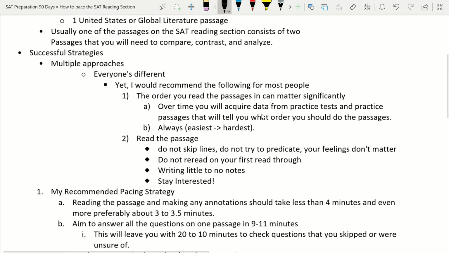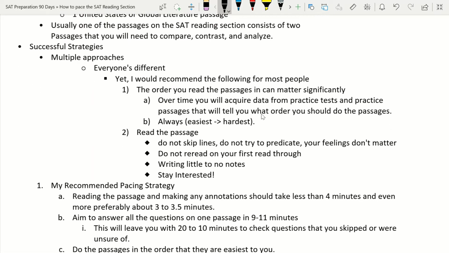Usually one of the passages on the SAT reading section consists of 2 passages, right? As I talked about, I believe it was in yesterday's video. You'll need to compare, contrast, and analyze those 2 passages, compare them to each other, things like that. So successful strategies on the reading section as far as pacing.